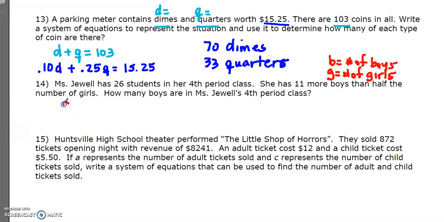Okay, so that means we have girls plus boys should equal the total number of students that she has, which is 26 right here. And then it says she has 11 more boys than half the number of girls. So in this statement, we came to the word boys before we came to the word girls. So we're going to start with boys equals. 11 more means I'm going to be adding 11 to something. So I'm going to put plus 11 here. She has 11 more boys than half the number of girls. So I'm going to say 1/2 the number of girls. So again, I have my two equations. Let's see if we can flip over to our calculator.